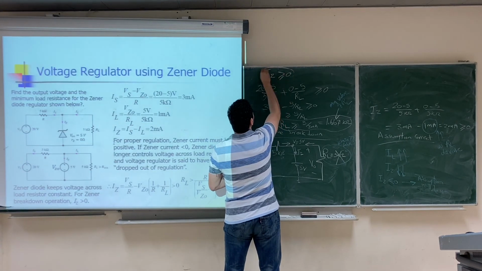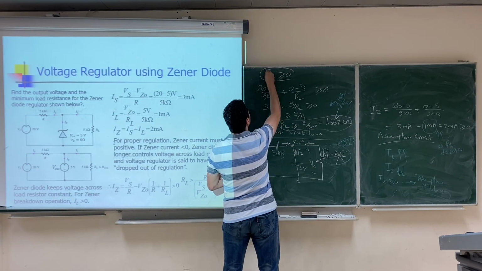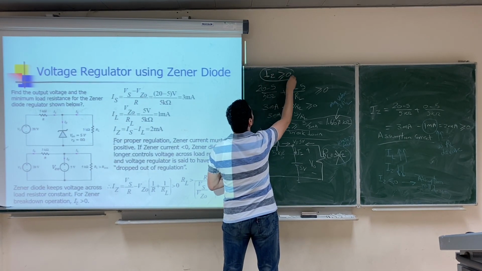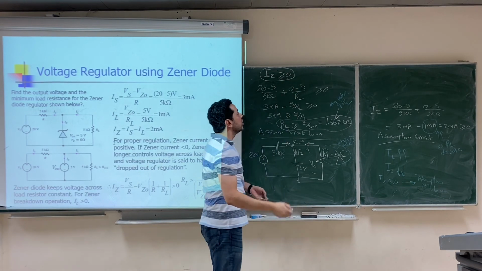From the condition that we need in order to operate in the breakdown region, we need I Zener to be greater than or equal to 0.